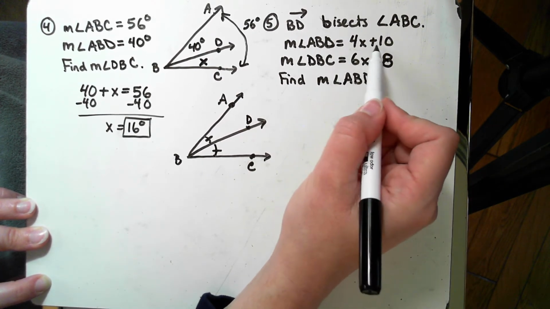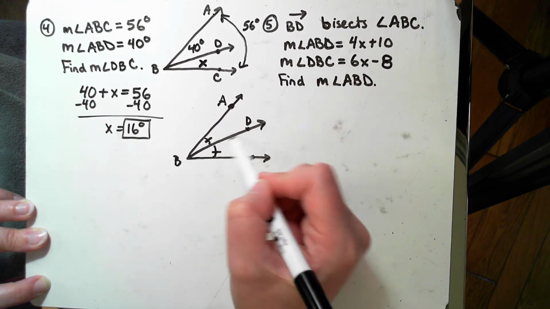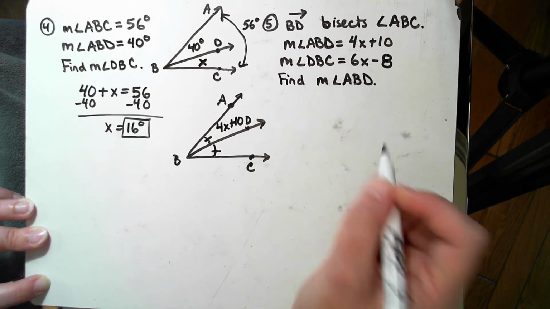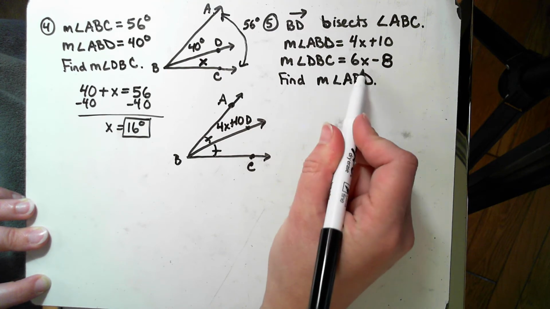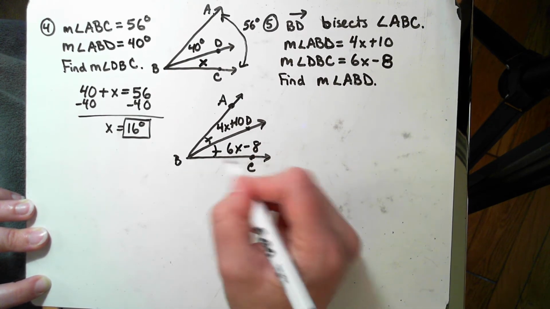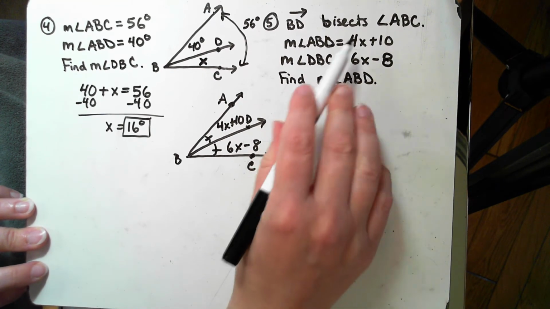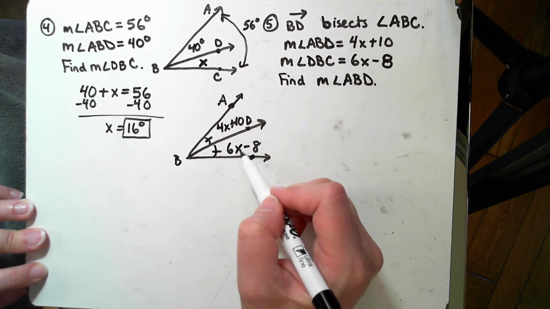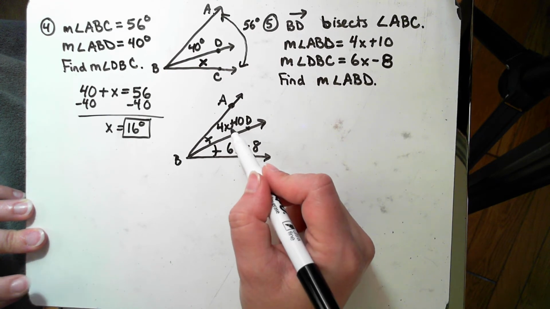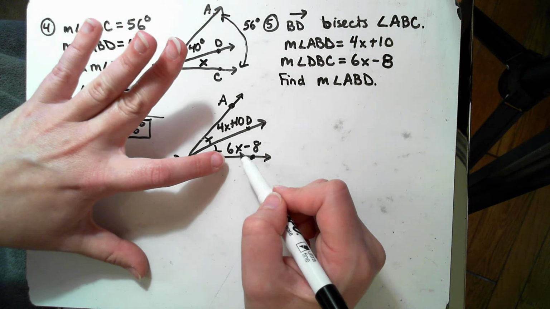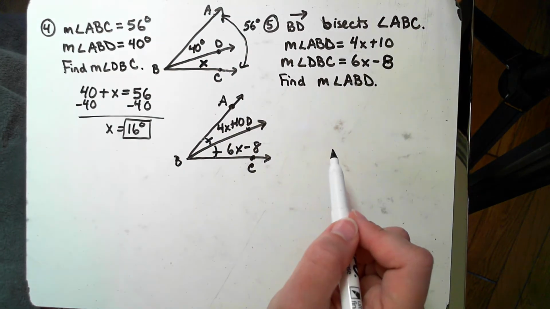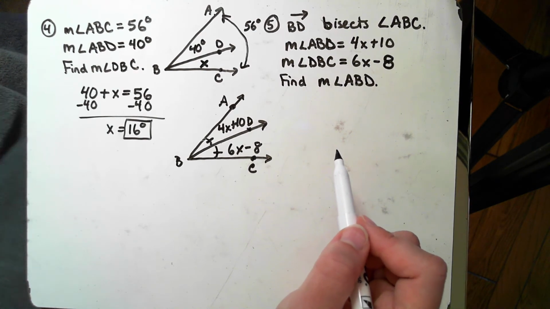And I'll mark these measurements too. ABD is here, and that's 4x plus 10. And DBC is 6x minus 8. Notice I was careful about where I put them. Don't just assume that they gave you both parts. Sometimes they will give you the big measurement and one part. And you have to say that this part plus this other part equals the total. So be careful about that. Make sure you read carefully, make your diagram carefully.